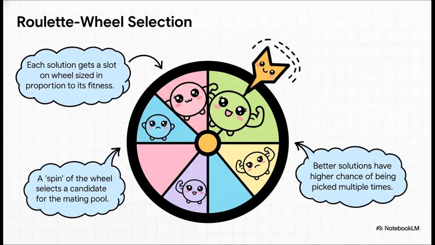So, one of the classic ways to do this is called roulette wheel selection. And it's pretty much what it sounds like. Imagine a big roulette wheel and every solution gets a slice. The better its fitness score, the bigger its slice of the wheel. You spin it, and whatever solution it lands on gets picked to reproduce. It's still a game of chance, but the odds are definitely stacked in favor of the best ones.